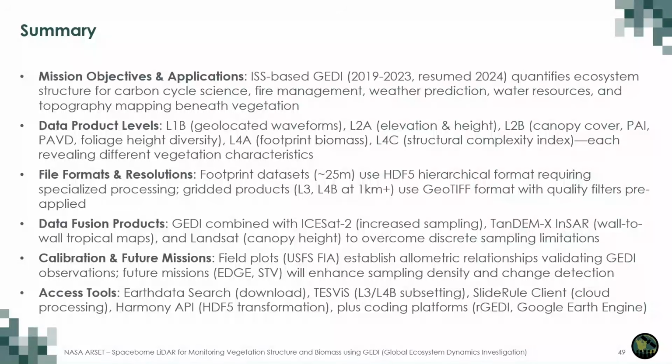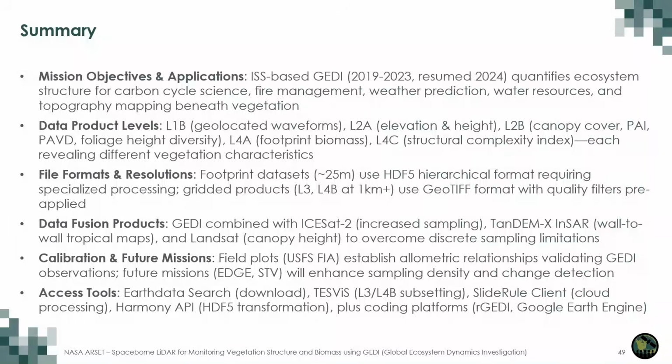Field inventory plots from networks like the U.S. Forest Service Forest Inventory and Analysis established the allometric equations relating ground measurements to GEDI observations. Future missions like EDGE will build on this with increased beam density and swath mapping for improved change detection.